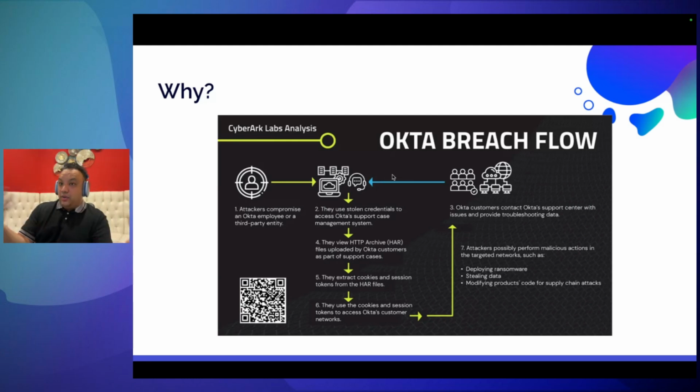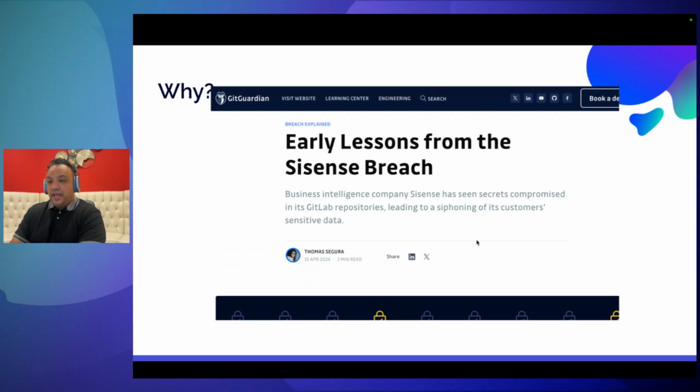Okta is a huge ecosystem. Okta is an identity provider for some of the largest companies in the world. Not just the largest companies in the world, it's probably the most popular identity provider. And compromising Okta leads to an ecosystem of other applications and organizations that are compromised. So this is something that you'll see.